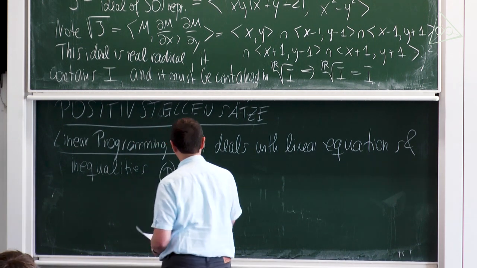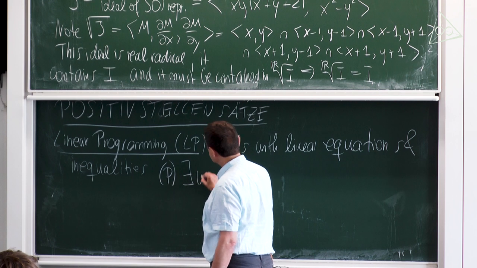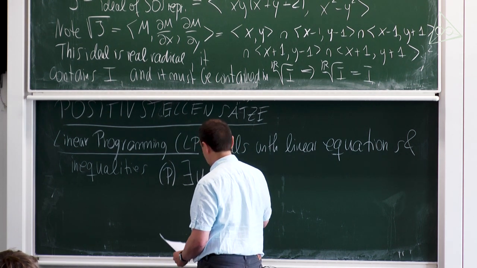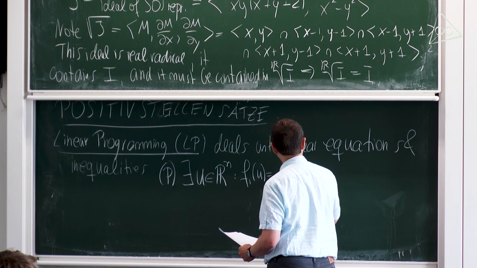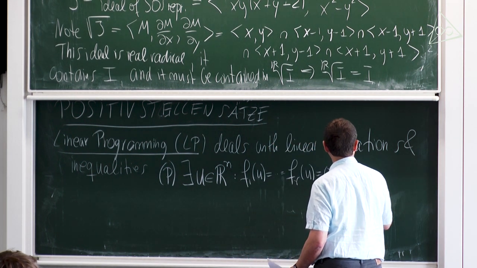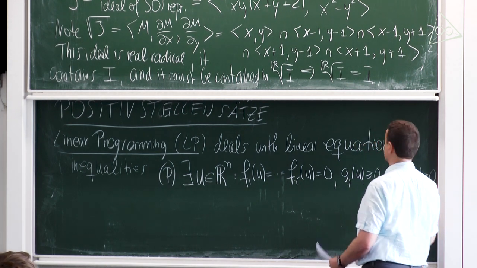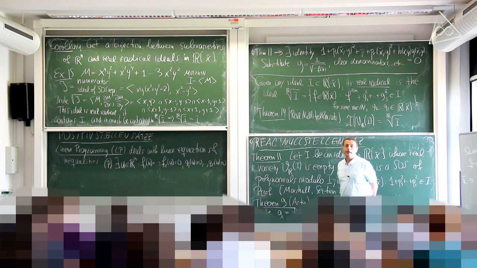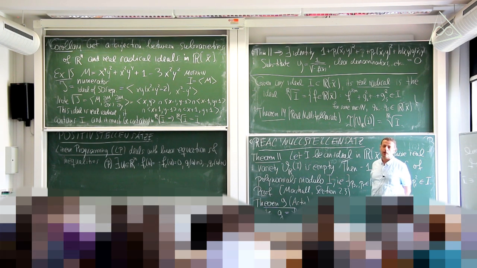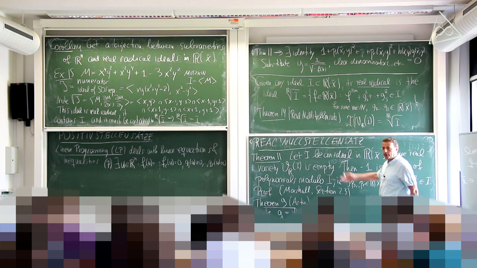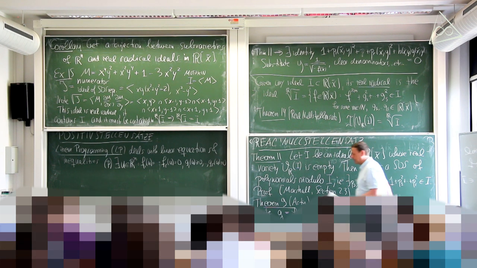So one formulation, we give you the primal formulation of a linear program. You might ask, does there exist a real vector in R^n that satisfies a bunch of linear equations, f1 up to fr equals 0, and g1 is non-negative, up to gs is non-negative. So this is a system of linear, inhomogeneous equations and inequalities over the real numbers. Okay? So the feasibility problem in linear programming is this question, right? You have r linear equations, s linear inequalities, is there a point? They're inhomogeneous. Okay, that's the primal formulation.